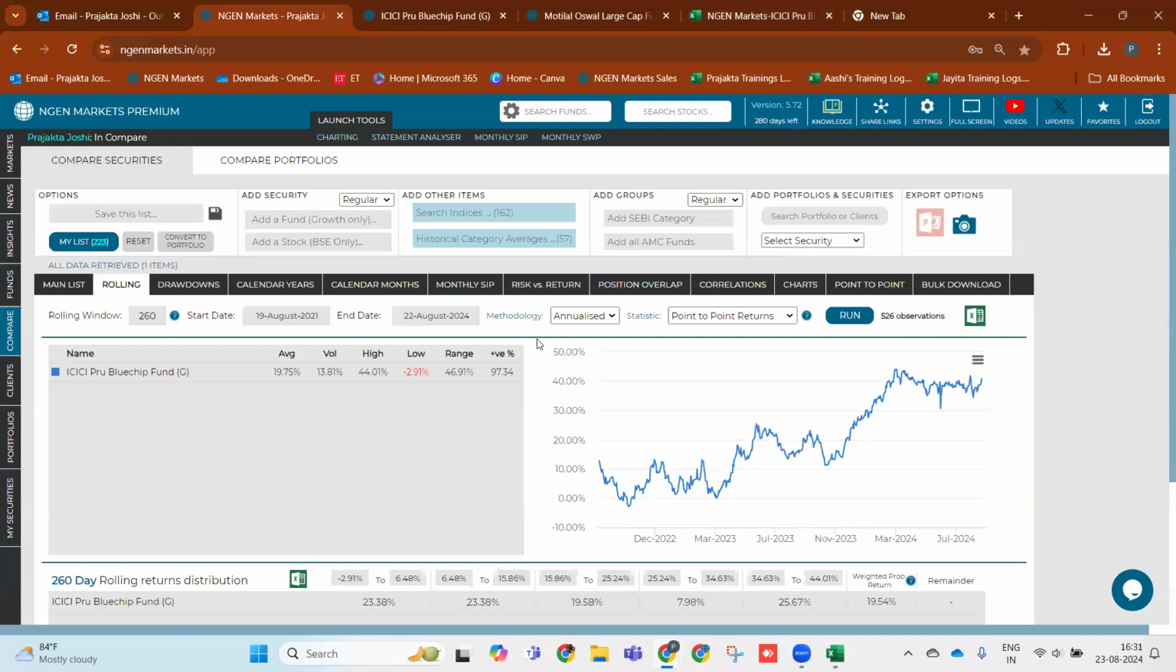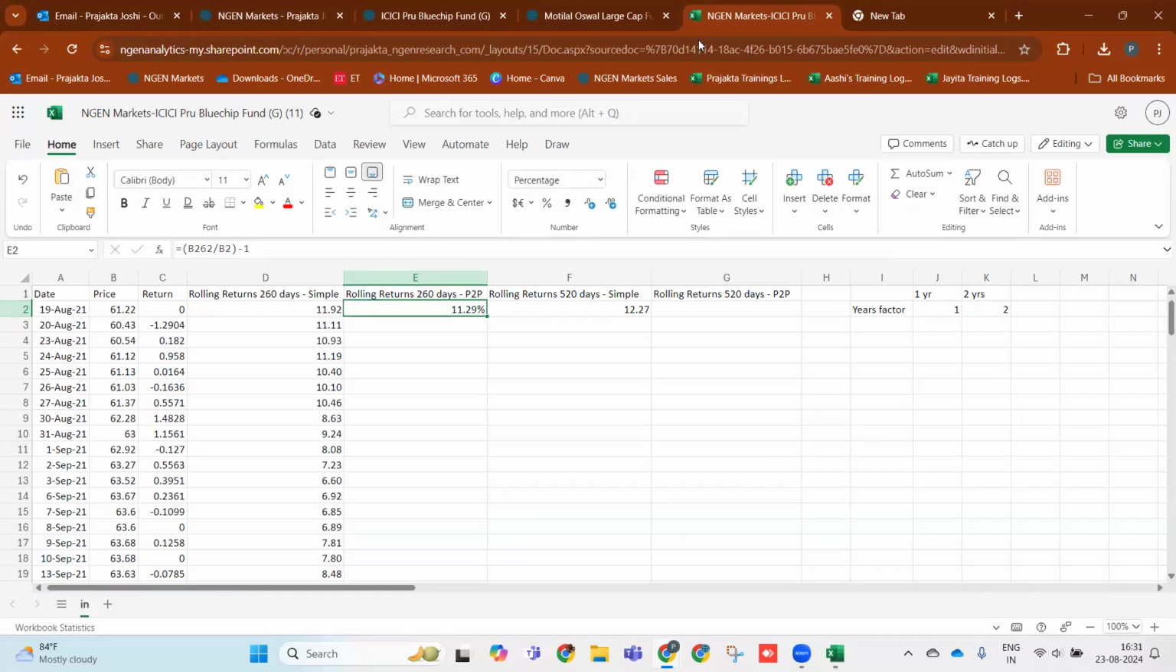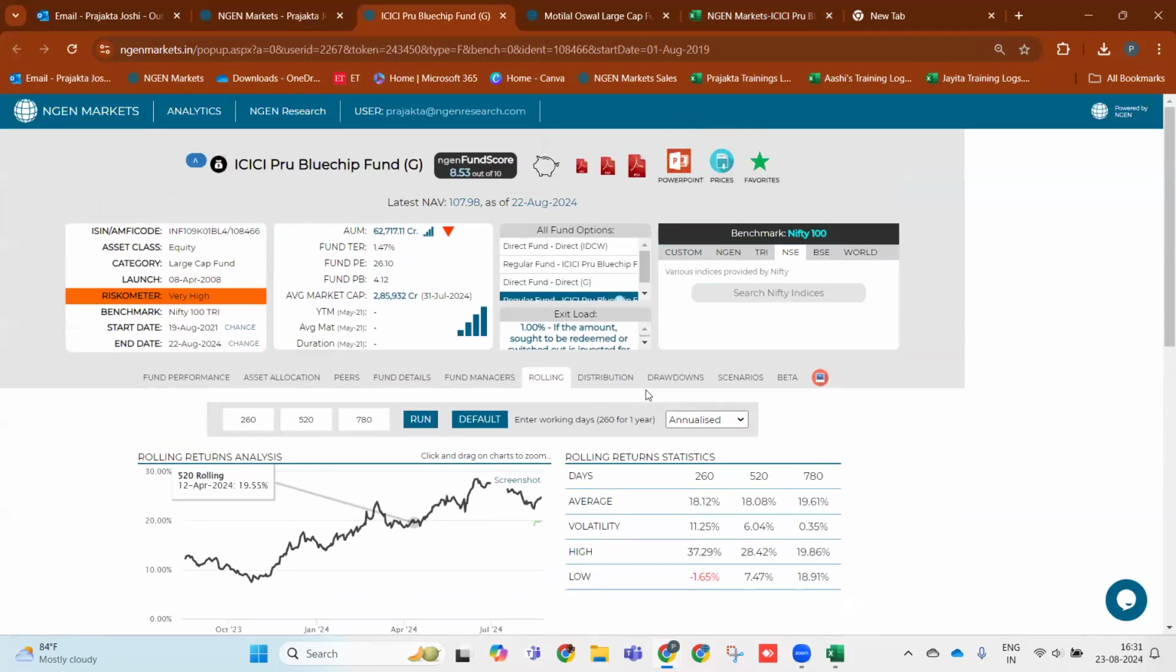This is how we arrive at the point-to-point statistic. The difference is only in the formula, right? So typically you consider the start price and the end NAV only, and you divide that and subtract 1, and that's how you get the formula for point to point. However, please note, everywhere on the platform, when you open single fund analytics or even portfolio analytics, you will always see simple returns, rolling returns calculated using simple returns as the statistic.